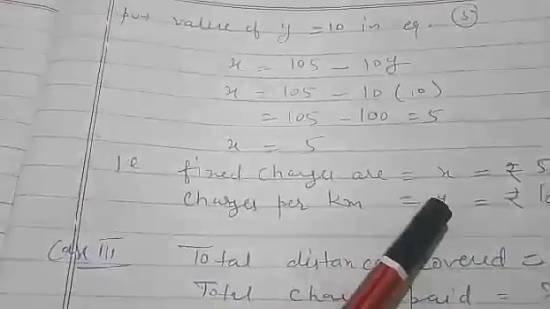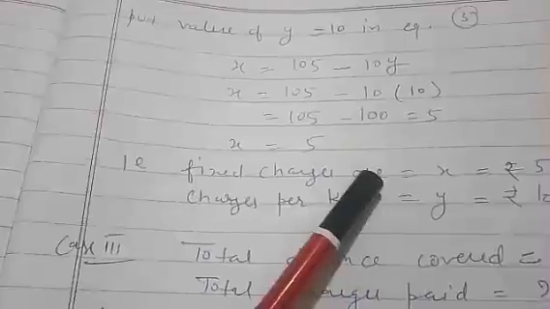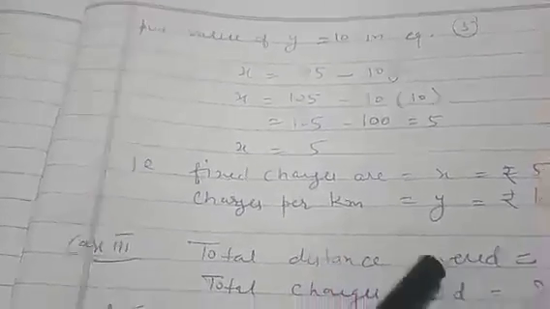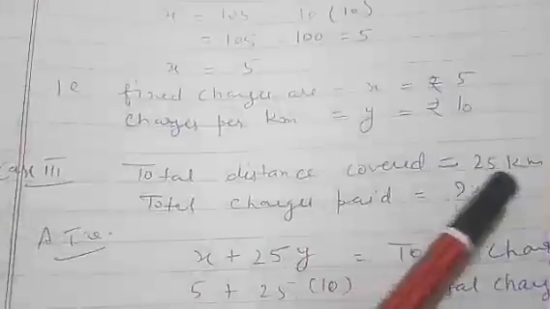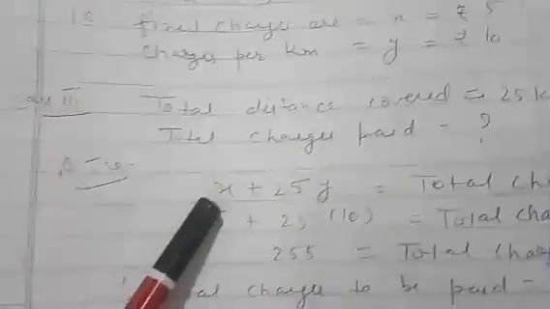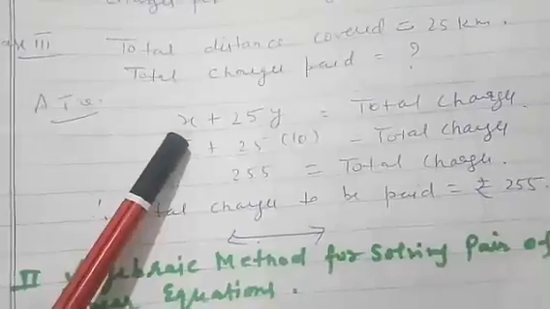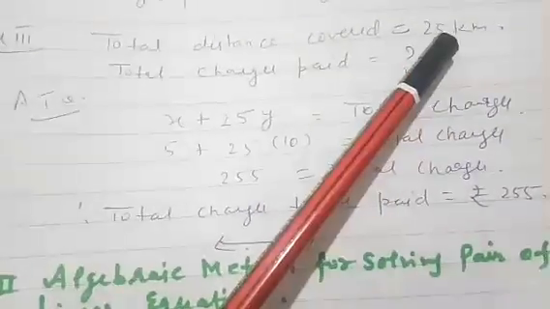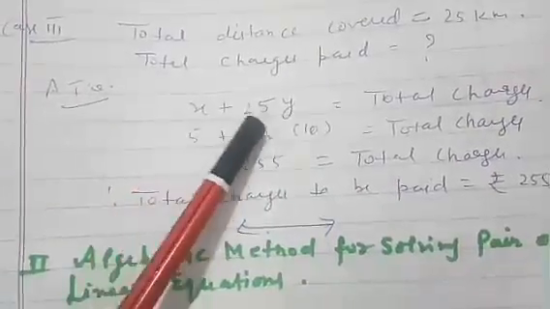But question is not ending here. You will read the question once again, last line. There also it was asked that what are the total charges paid if the total distance traveled or covered is 25 km. Same way we have to assume. First X rupees are the fixed charges which certainly is to be paid. You move any distance, this is fixed. Then for 1 km charges were rupees Y. So for 25 km charges will be 25Y. So we make the equation X plus 25Y.